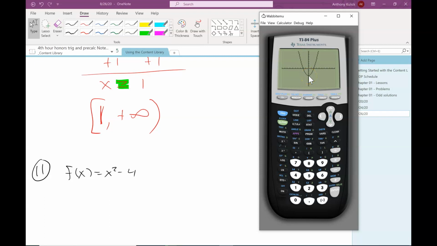In that case, the lowest point is right there at (0, -4). I can count the tick marks on my calculator to see that's the point (0, -4). Okay with that?